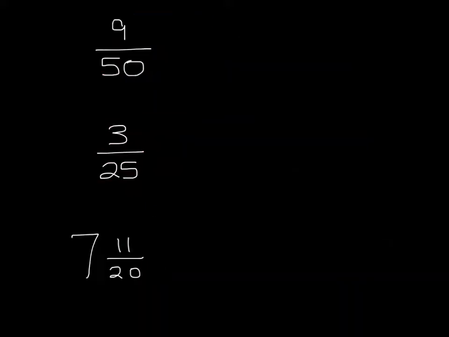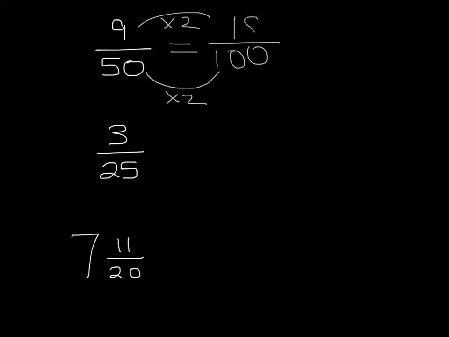Here's some more. We have 9/50. So 9/50, I'm going to make the denominator 100. And now 50 times 2 is 100, so I'm going to multiply the numerator times 2. 9 times 2 is 18. We've got 18 hundredths. There we go.